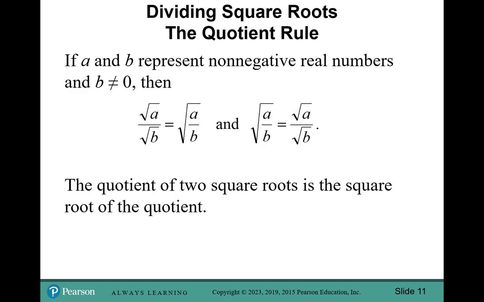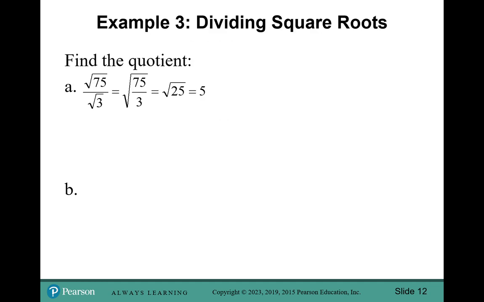If a and b represent non-negative real numbers, and b is not equal to 0, then the square root of a over the square root of b equals the square root of a over b. And the square root of a over b equals the square root of a over the square root of b. The quotient of two square roots is the square root of the quotient. So it goes both ways, just like multiplication.